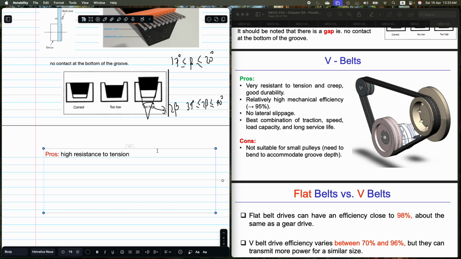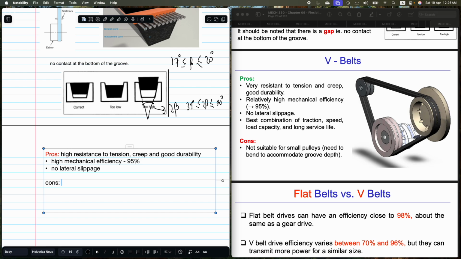So let's write that down. Tension, creep, and good durability. A relatively high mechanical efficiency, like 95%. No lateral slippage. And best combination of traction speed. I don't know, I think that's not really that important.